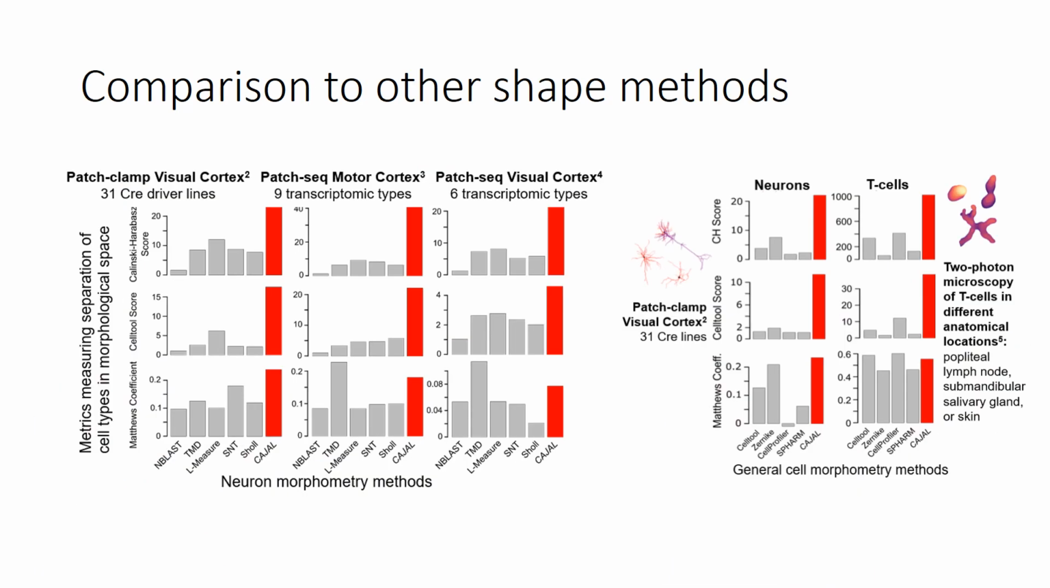We quantitatively evaluated CAJAL compared to 5 other neuron morphometry methods and 4 other general cell morphometry methods using 3 metrics. We find that the GW distance is consistently the most effective at identifying morphological differences between Cre driver lines, transcriptomic types, and anatomical tissue origin.